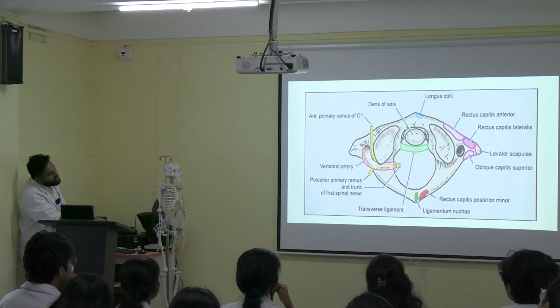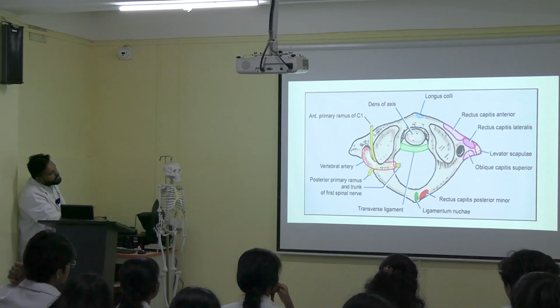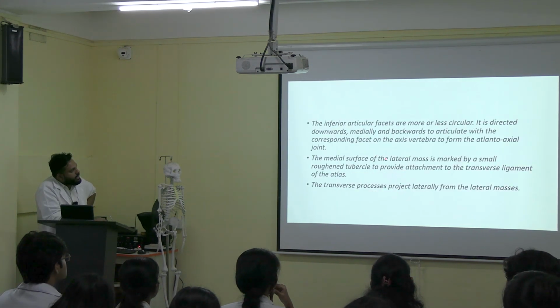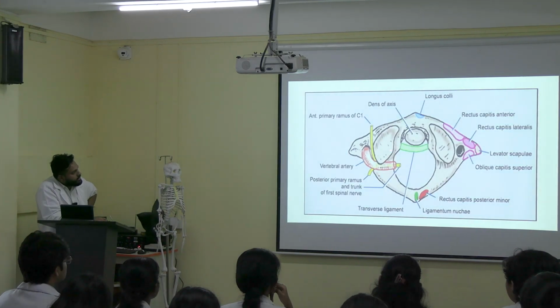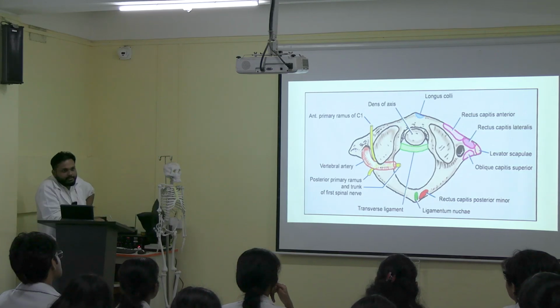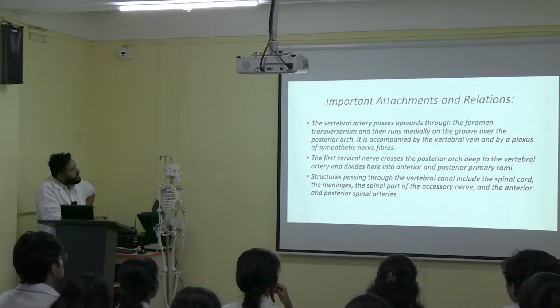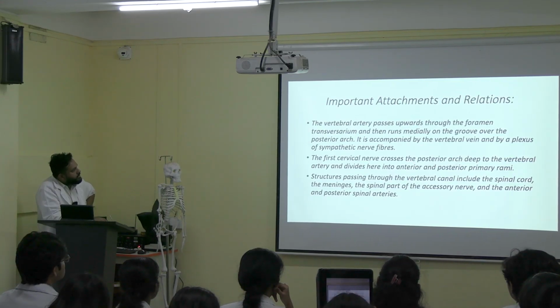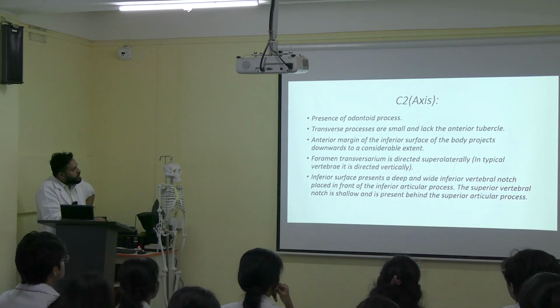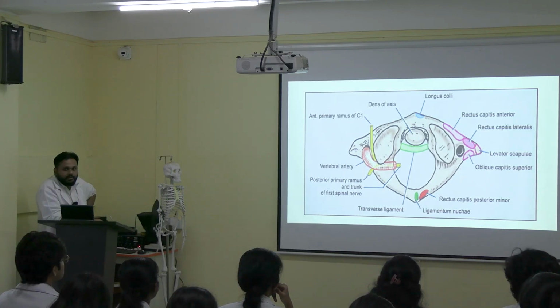And these are the elevations in the medial wall of the lateral mass. What attachment was there? I taught you earlier, right? The medial surface of the lateral mass is marked by a small roughened tubercle to provide attachment to the transverse ligament of the atlas. So this is the transverse ligament of the atlas. Exactly what I have shown you here is written in this slide. The vertebral artery passes upwards through the foramen transversarium and then runs medially on the groove over the posterior arch. Then the first cervical nerve crosses the posterior arch deep to the vertebral artery and divides into anterior and posterior primary rami. This first cervical nerve divides into posterior primary ramus and anterior primary ramus.